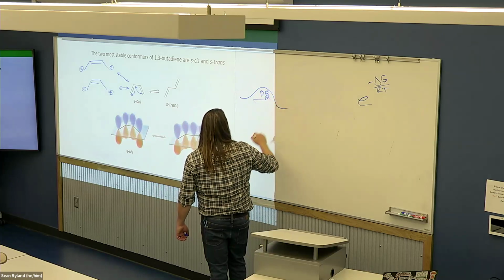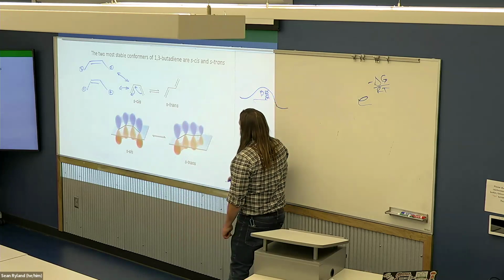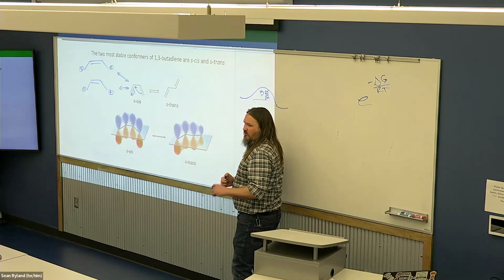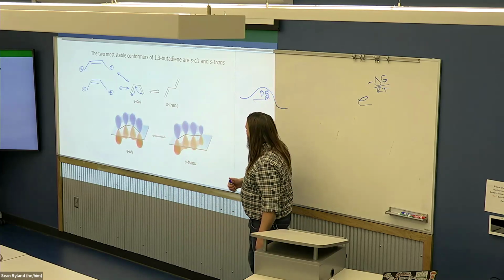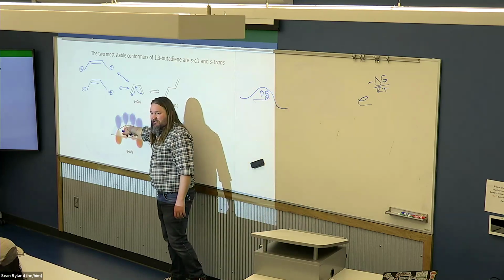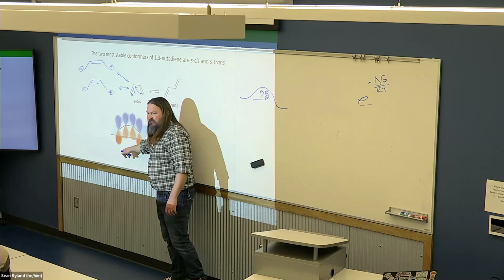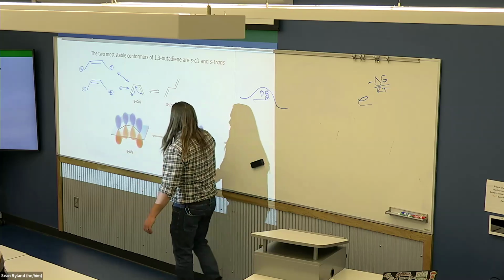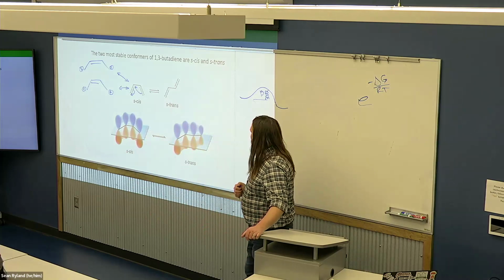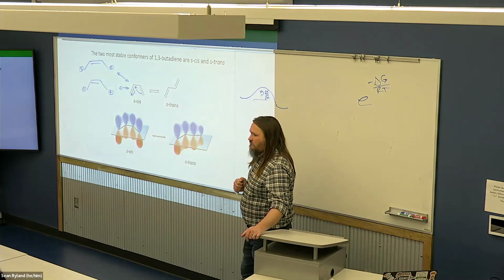And try and drop this into the scale. So out of these, which would we expect to be more stable? And when they say S cis versus S trans, it just means we're talking about the sigma bond. That's what the S is signifying. So would we expect the S cis or the S trans to be more stable? Why?